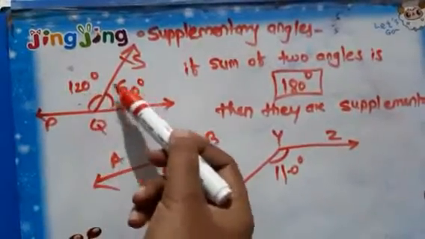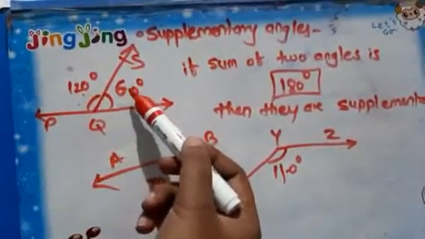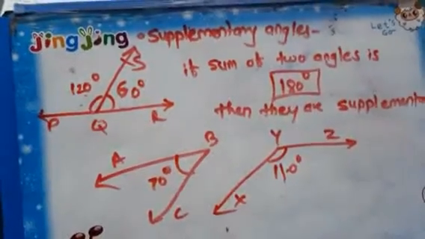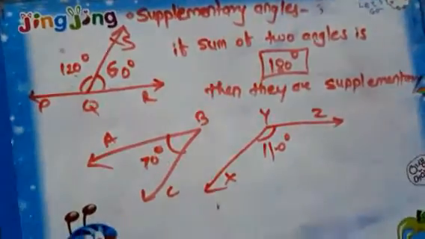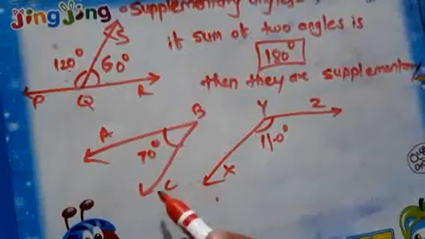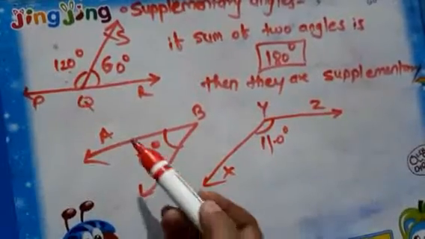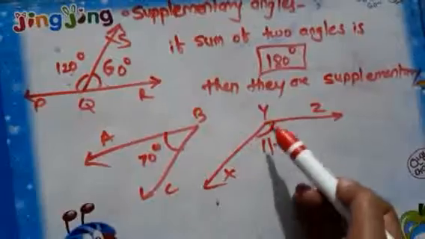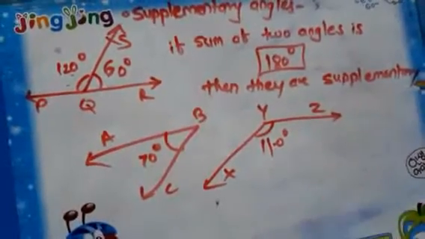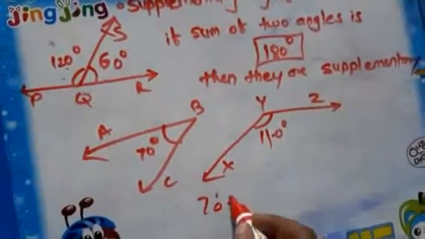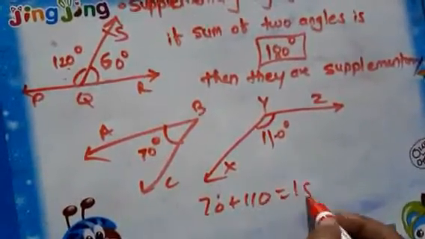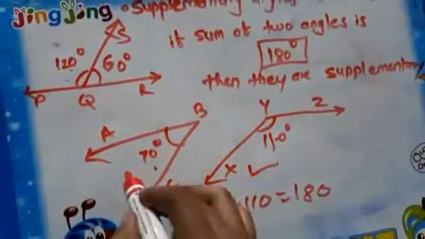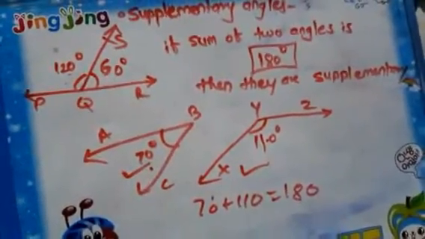If we add 120 plus 60, it will be 180. So they are supplementary angles. Next, like this we can also draw separately two angles, ABC whose measure is 70 degrees and XYZ whose measure is 110. So 70 plus 110 will again be 180, which means these two angles are also supplementary to each other.